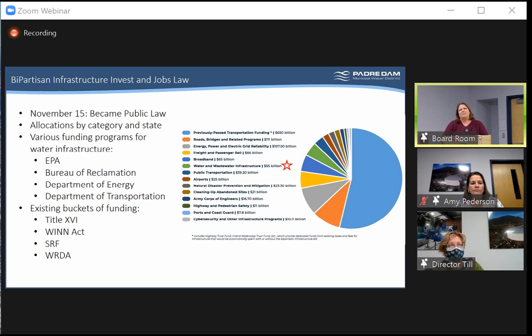And so in a lot of cases, the funding is still being rolled out. The programs are still being developed. And so it's just another item that we are continuing to add to our potential opportunities for the agency.